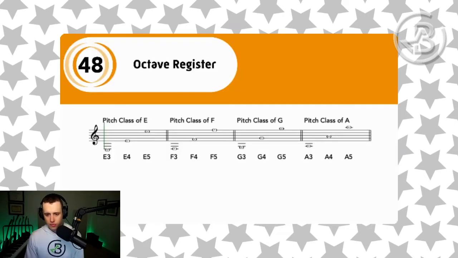So first up, we have 3 notes from the pitch class of E. We have E3, E4, E5. Now we can hear, sure enough, E3 is lower than E4, E4 is lower than E5. Another way of saying that is E4 is higher than E3, and E5 is higher than E4 and E3.